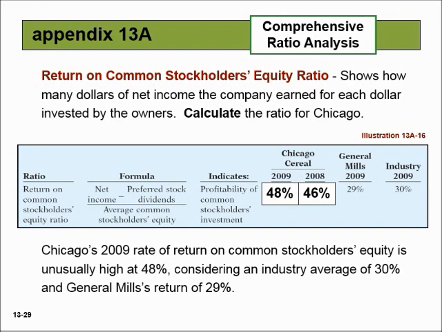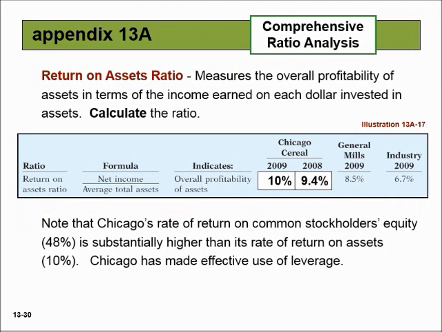If we take a look, 2008 and 2009, we were at 46 and 48%. So we were doing pretty well. It's a little bit high, actually, compared to General Mills and the industry hovering around 29-30%. And so relative to what the common shareholders have in this business, we actually make a pretty good net income.